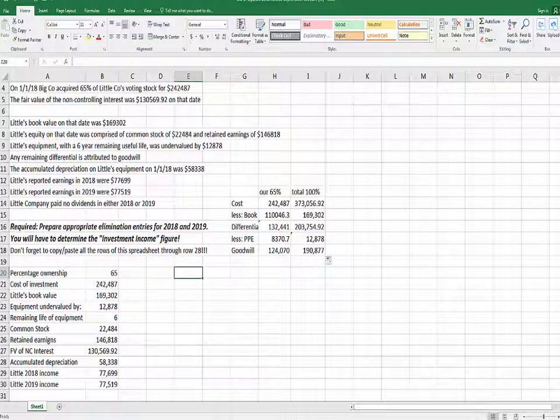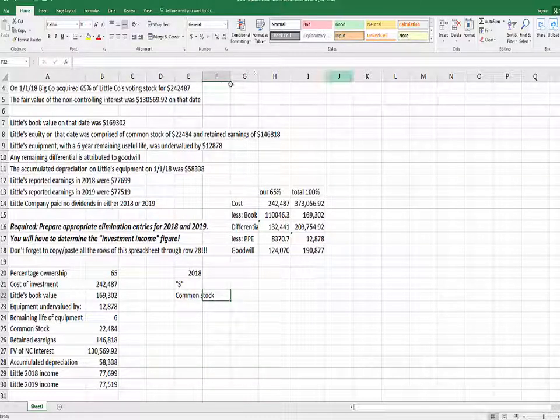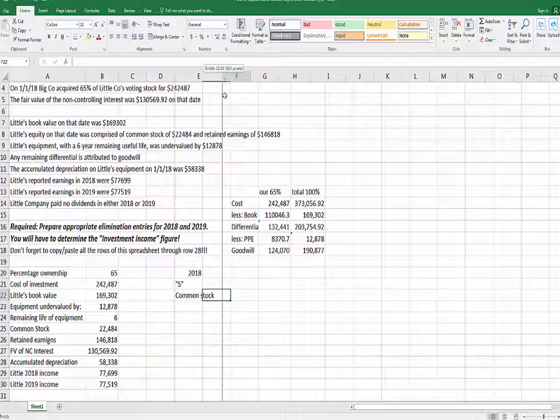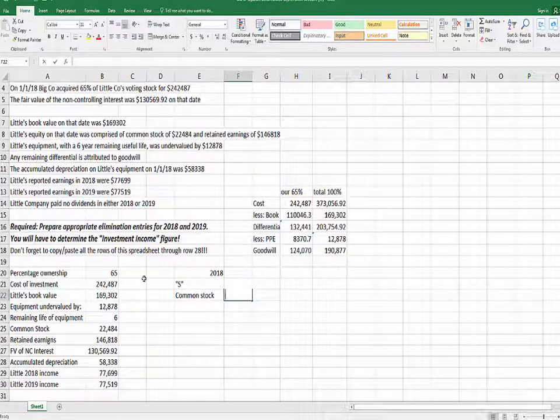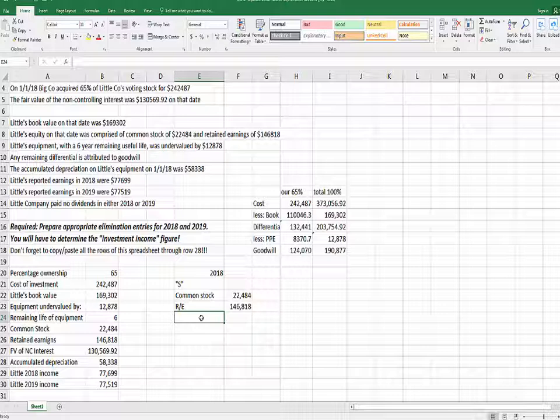Again, first, our first year's entries, 2018. Elimination entries, S. We're going to have common stock. Right there. Retained earnings. Right there. Property, plant, equipment.